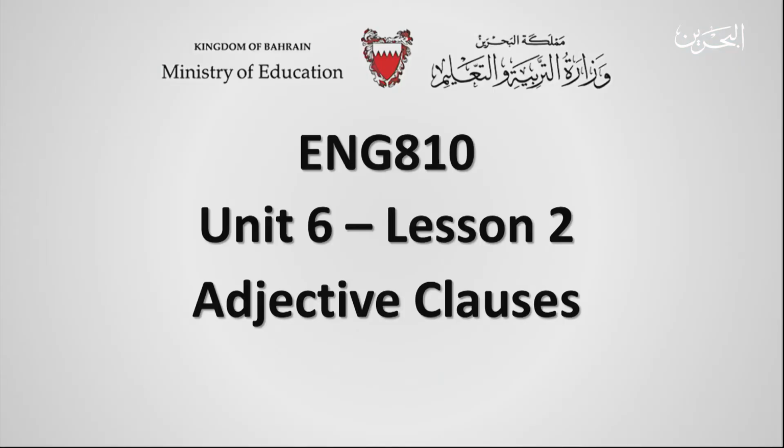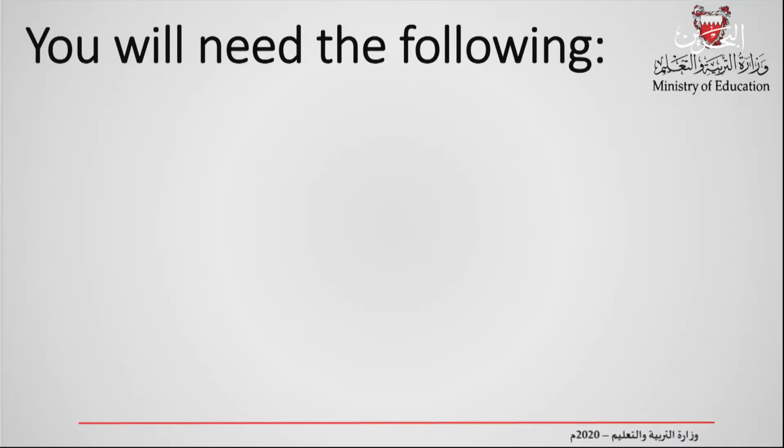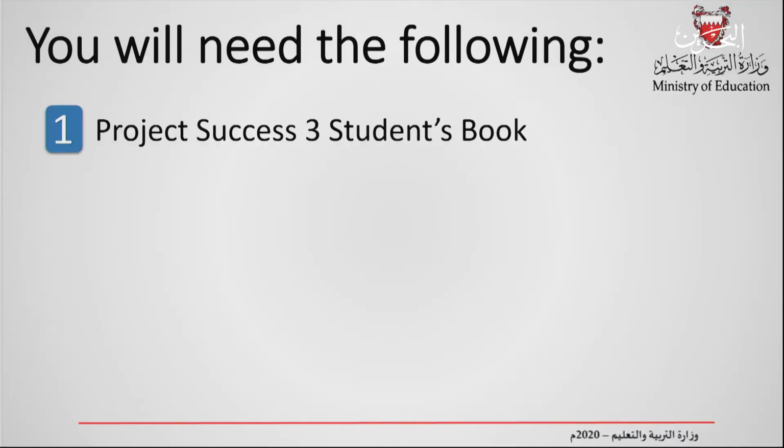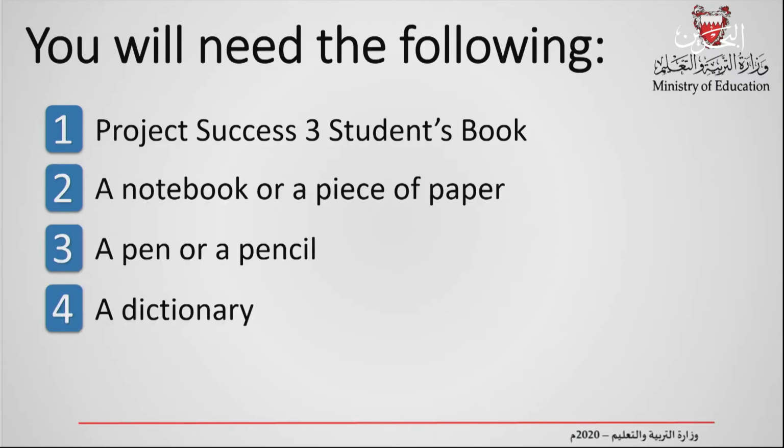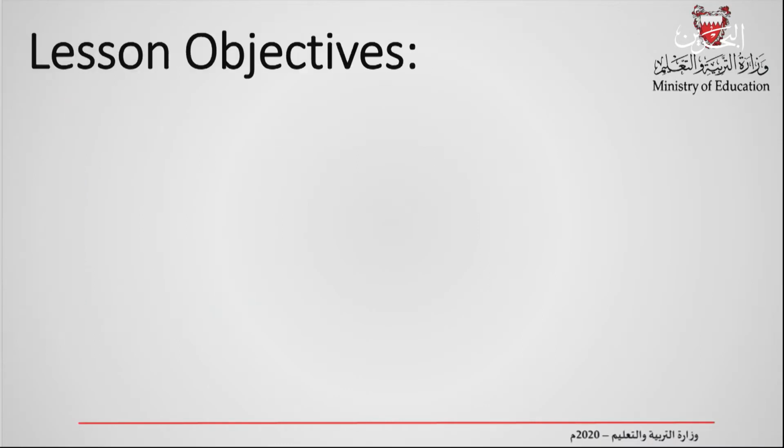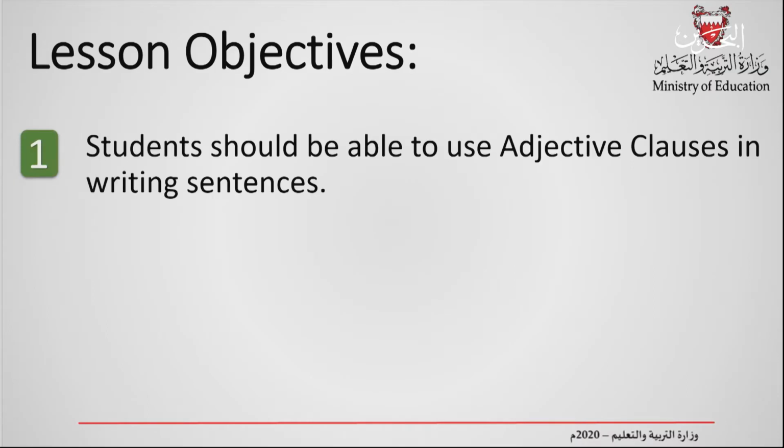All right. Now, in order for us to do the lesson well, you need the following. Number 1, Project Success 3 Student's Book. Number 2, a notebook or a piece of paper. Number 3, a pen or a pencil. Number 4, a dictionary. All right, let's jump to lesson objectives. By the end of the lesson, you should be able to use adjective clauses in writing sentences.